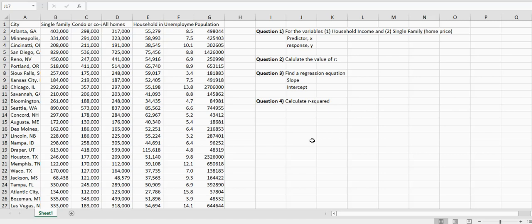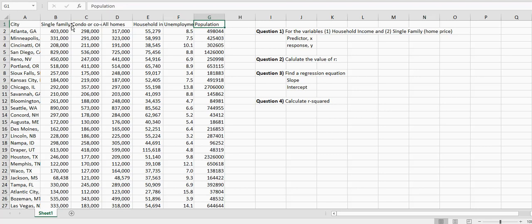The Excel file I have here comes up in your ZyBooks lectures and also in your challenge exercises. It's data on certain cities in the United States. It lists the price of single value homes, the price of condos or co-ops, the price of all homes, the household income in that city, the unemployment rate and the population. Okay, so here's the first one.